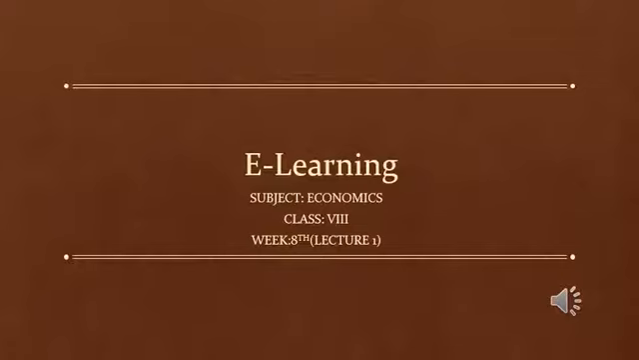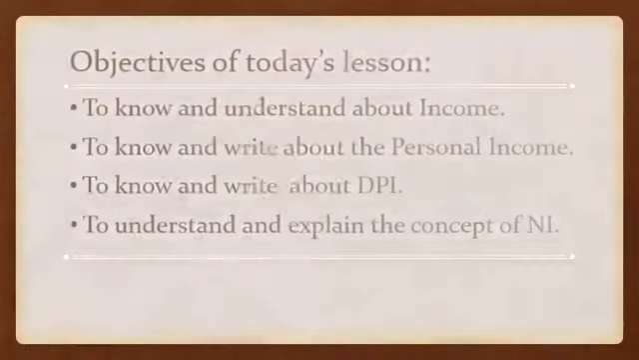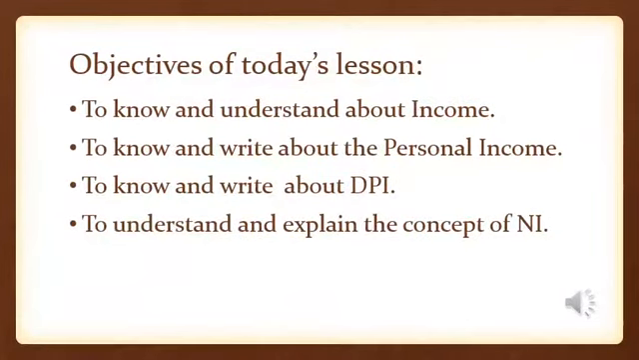We are going to start a new and very interesting chapter in economics, that is chapter 4. So let us start. The objectives of today's lesson are: to know and understand about income, to know and write about personal income, to know and write about disposable personal income, and to understand and explain the concept of national income.